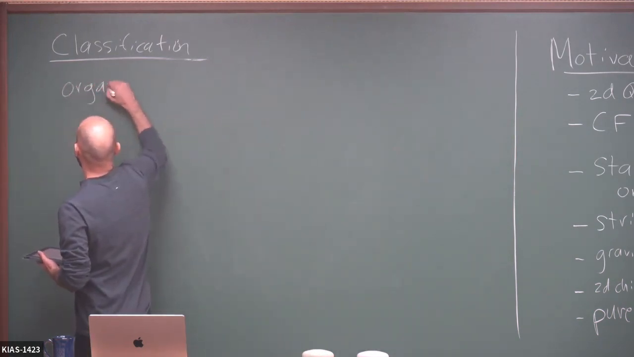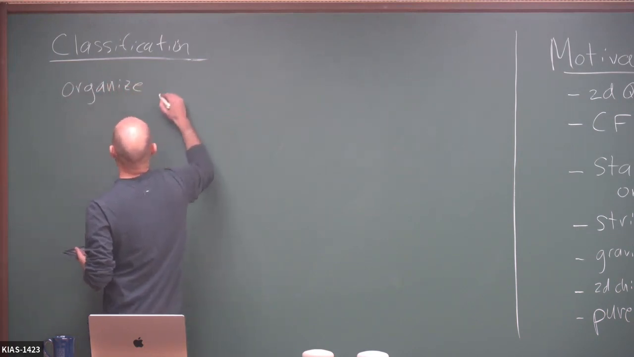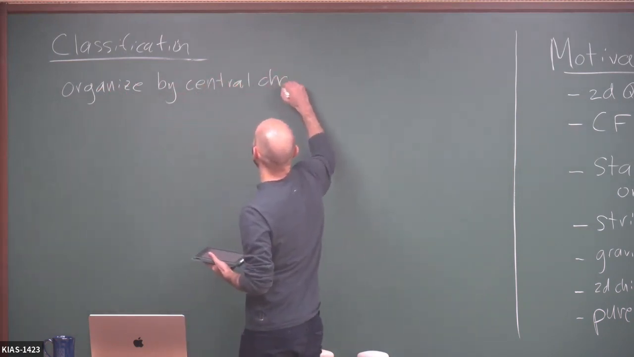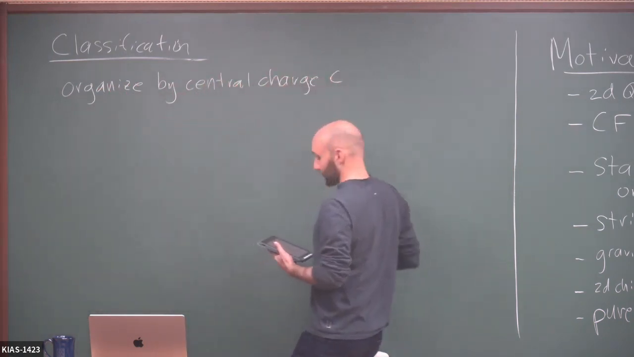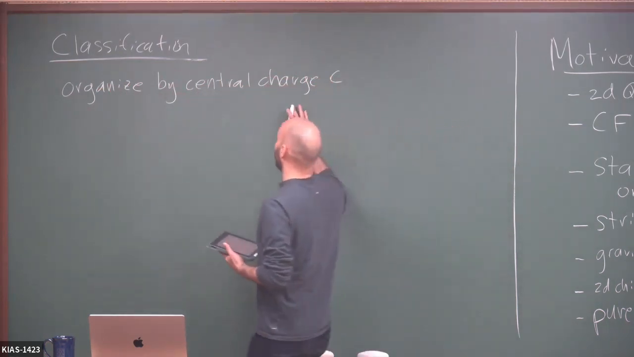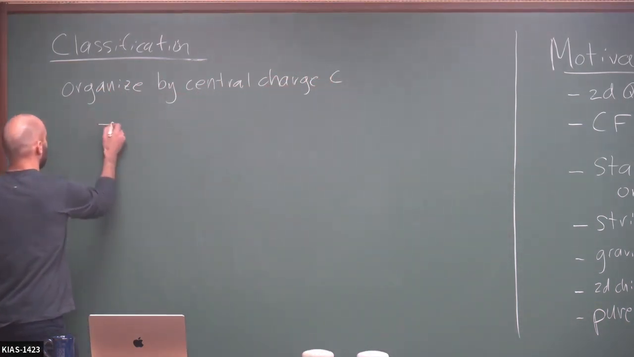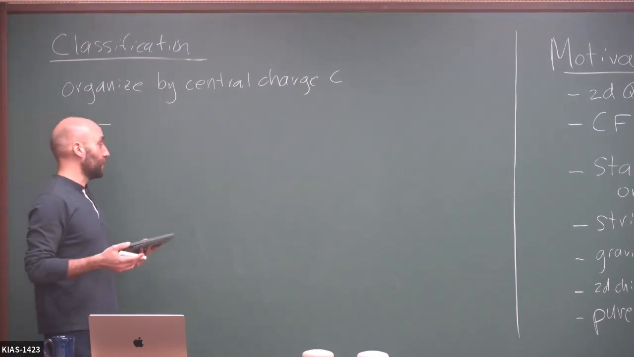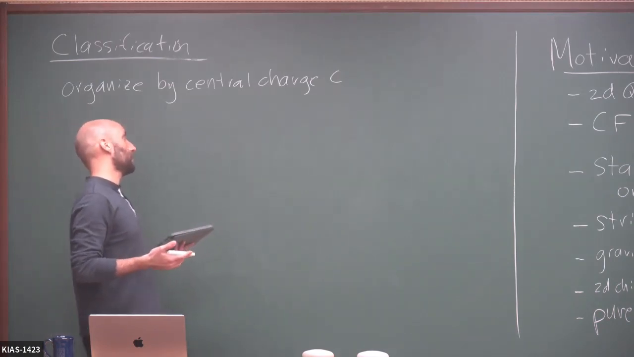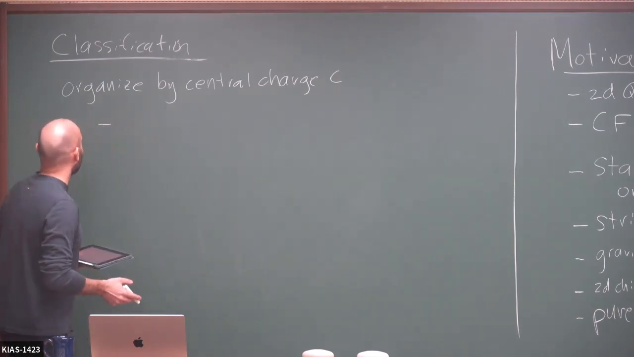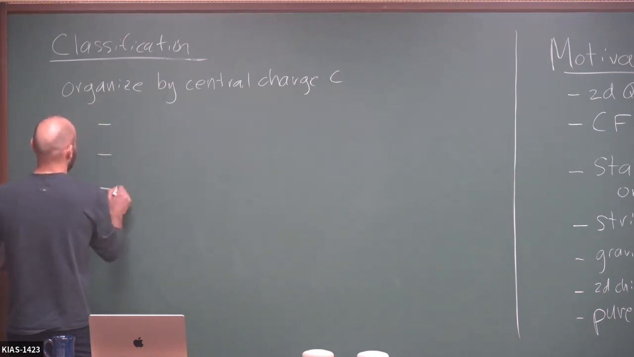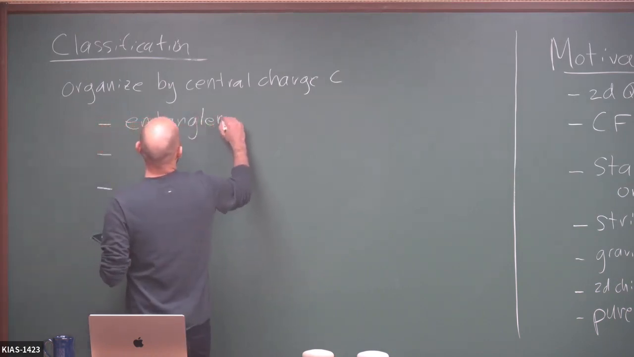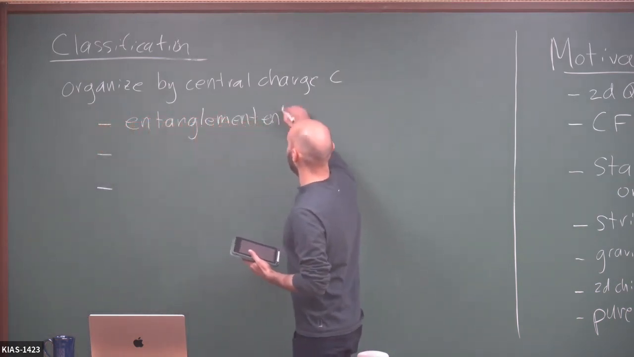So in particular, it's very natural to organize the classification by the central charge c. I won't define this for you here because if you haven't seen it, then I don't think the definition will be very helpful. But let me just say that it is the most important quantity associated with the CFT, and it appears all over the place. I'll give 3 examples. It characterizes entanglement entropy in the vacuum.